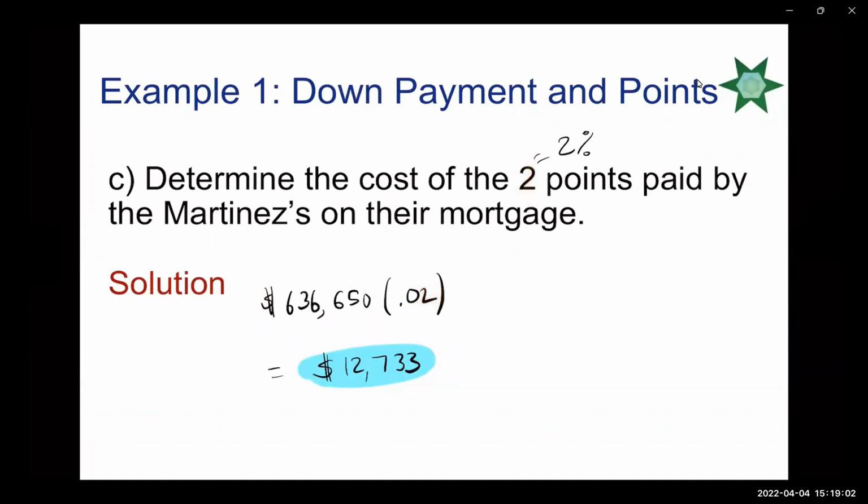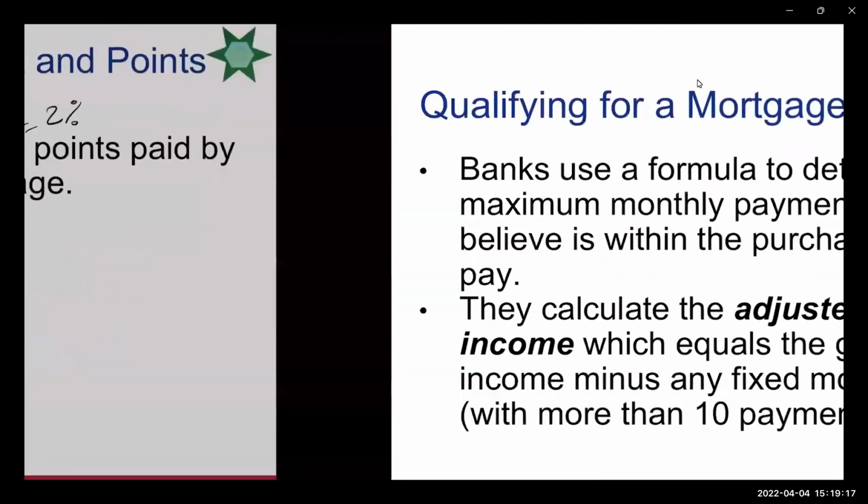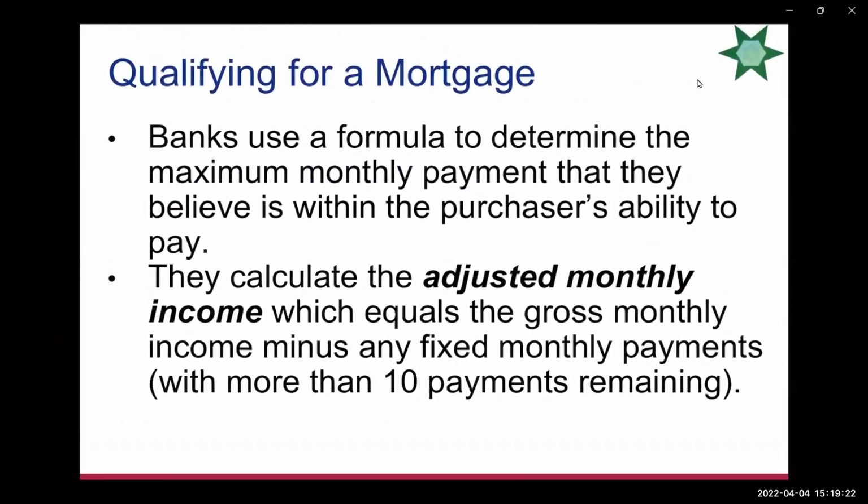So the 12,733, that's the closing cost? Yeah, closing costs, right. Okay. All right, so let's look at the last part of the question. I think there's one more question coming. Well, now they're going to talk about something.